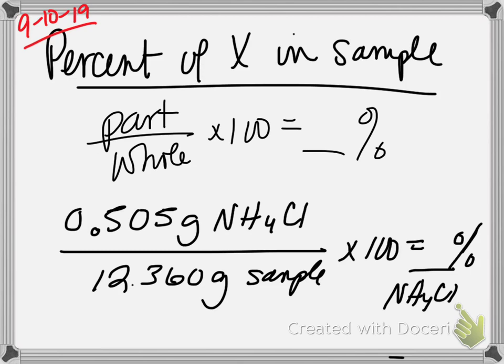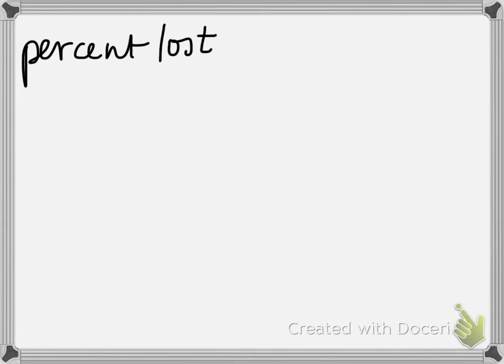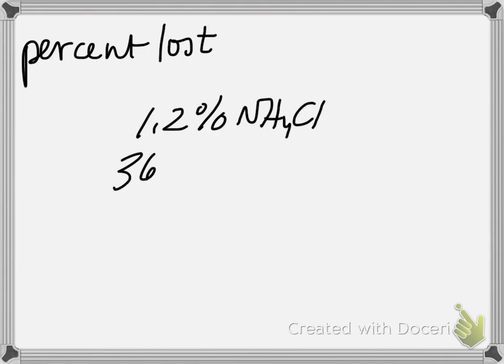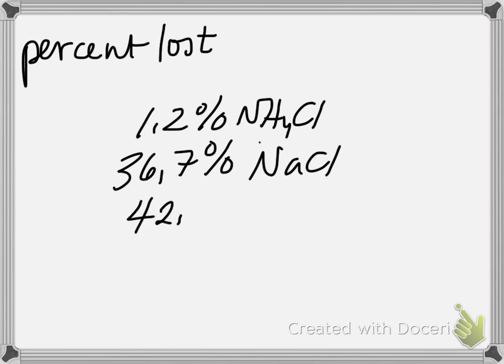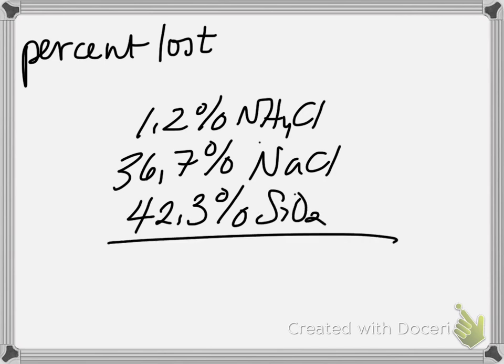The thing that people always want to do then, well, they want to do this. What people want to do is go, oh, well, I got 1.2% ammonium chloride, and I got 36.7%, we don't have iron in this one, but we have salt, NaCl, and I got 42.3% silicon dioxide. So I added those all up and I subtracted the number from 100. Is that how you do it? No.